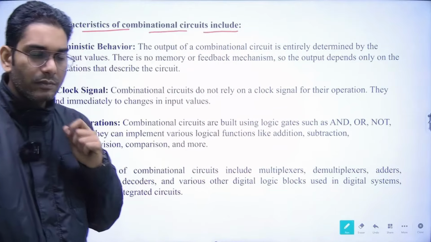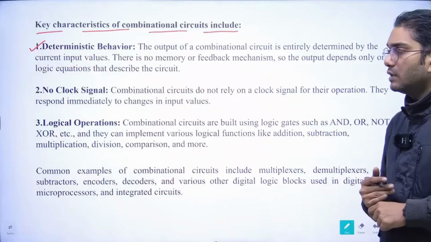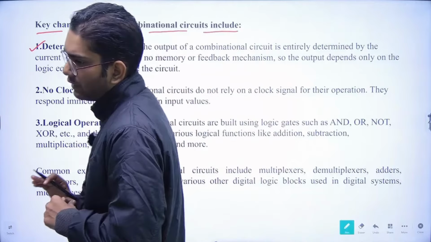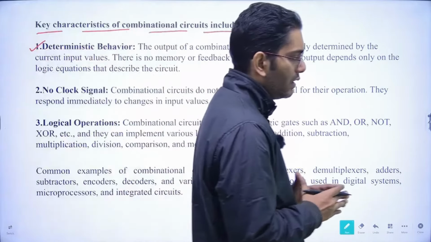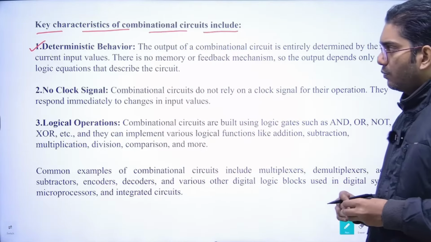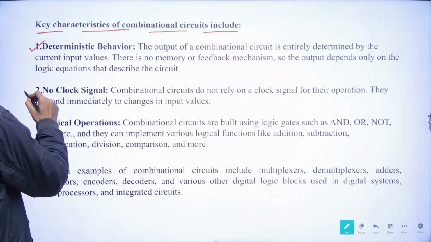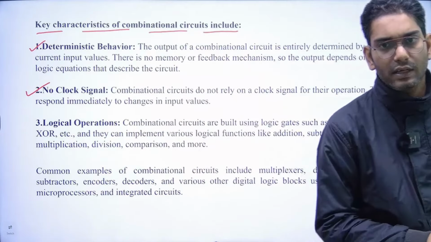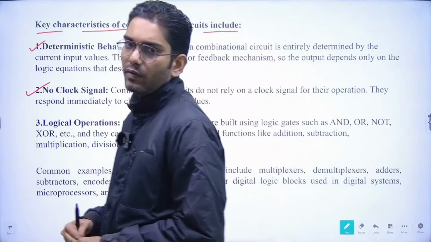The same point that I have just explained: in the combinational circuits, the output is solely dependent on the current input values, as these combinational circuits don't have any storage element, so the output is not dependent on the past values of the inputs or the outputs. So this is the deterministic behavior. Now the second key characteristic is no clock signal. Combinational circuits do not rely on a clock signal for their operation.